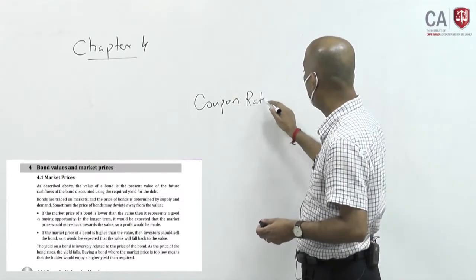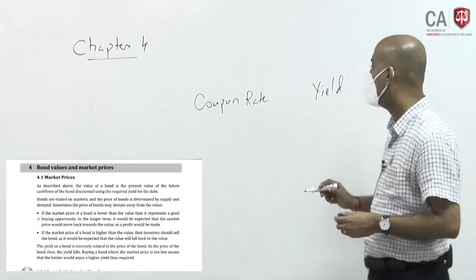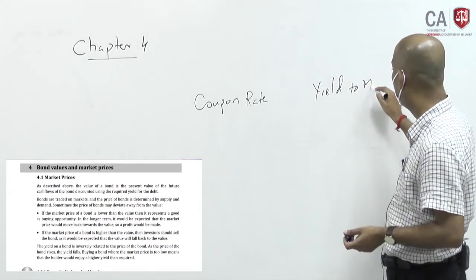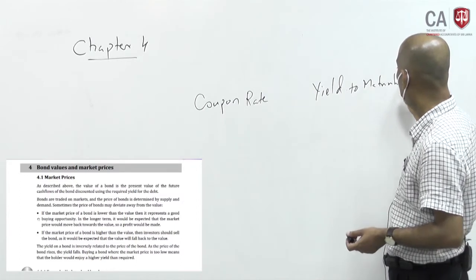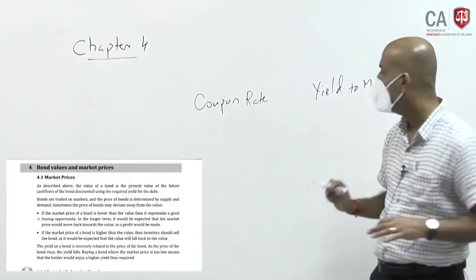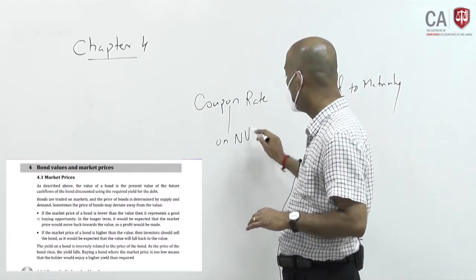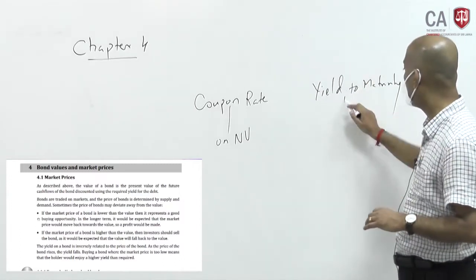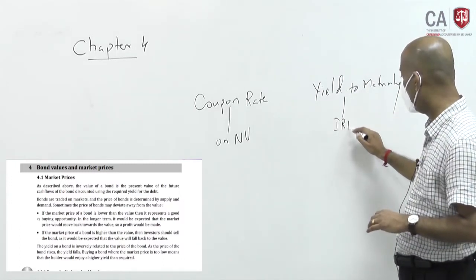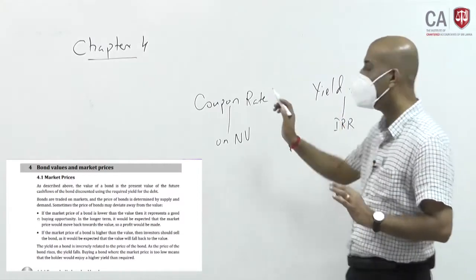So we now have an idea, because generally you might have confusion between the coupon rate and the yield, or the yield to maturity as you can call it. These two are not the same. Coupon rate is always calculated on nominal value. Yield is actually your IRR, the IRR of your debenture or bond. So these two are different.